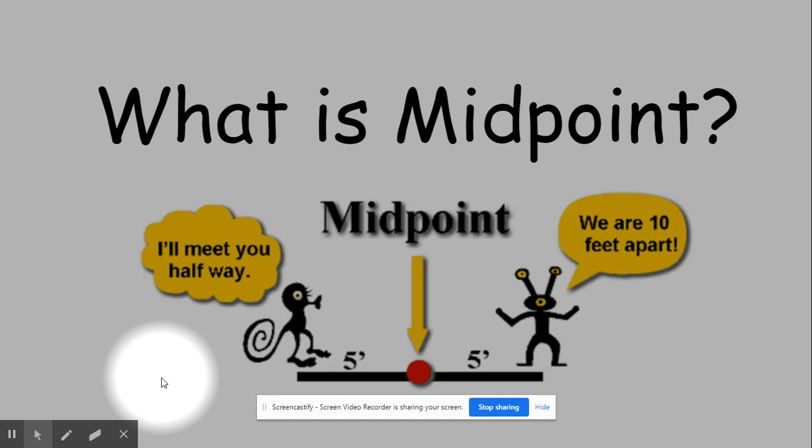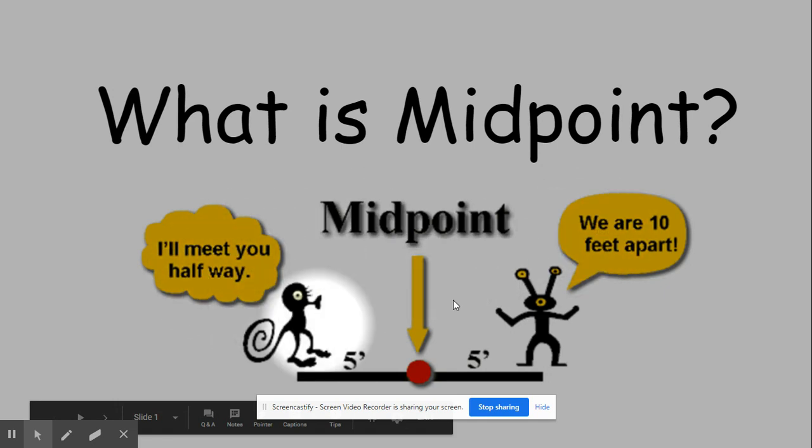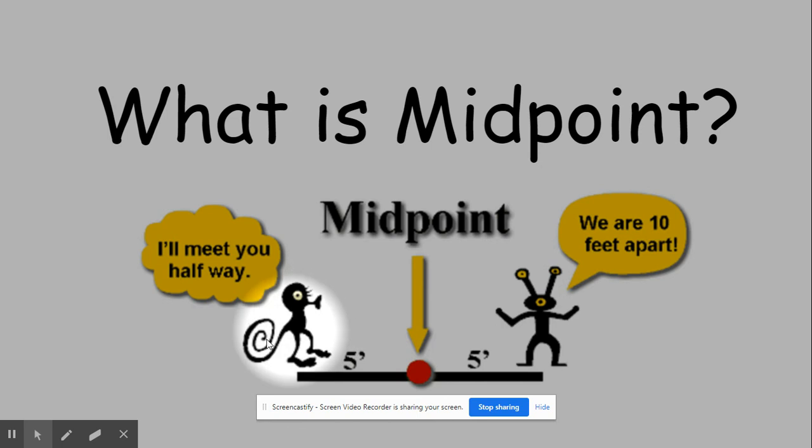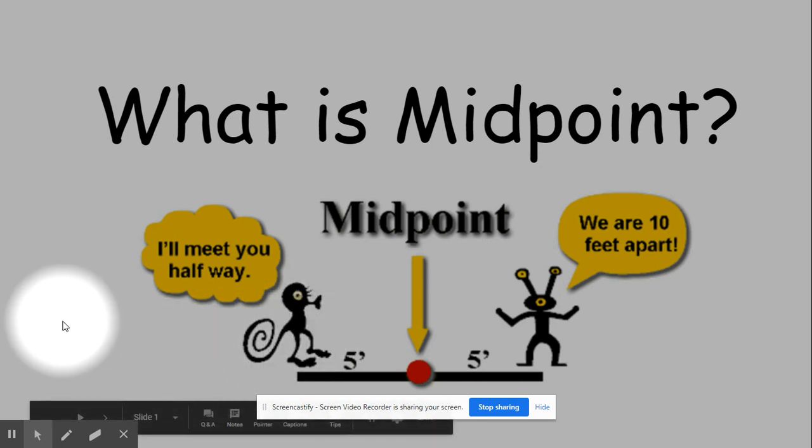Today we want to look at midpoint. So ask yourself, what do you think a midpoint is? Look at the caption below here and think about it. What do you think it is? Read the captions and come up with something. Pause and come up with something.